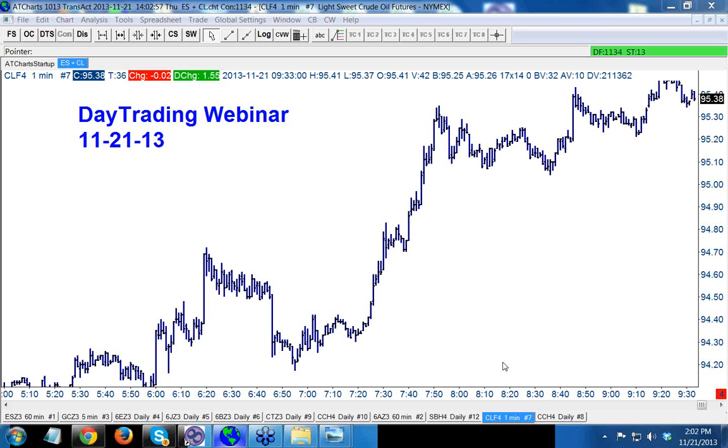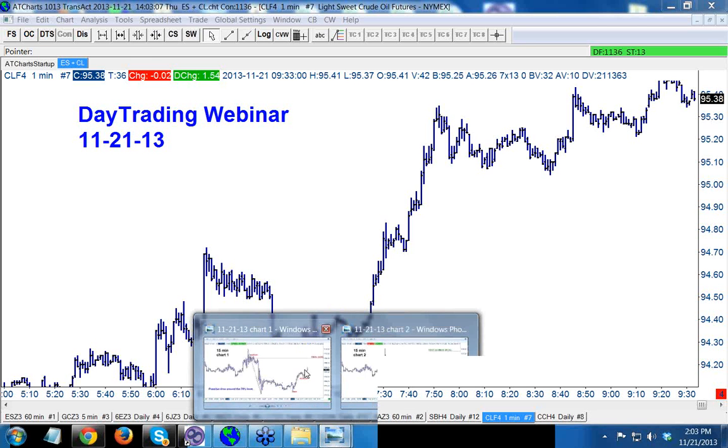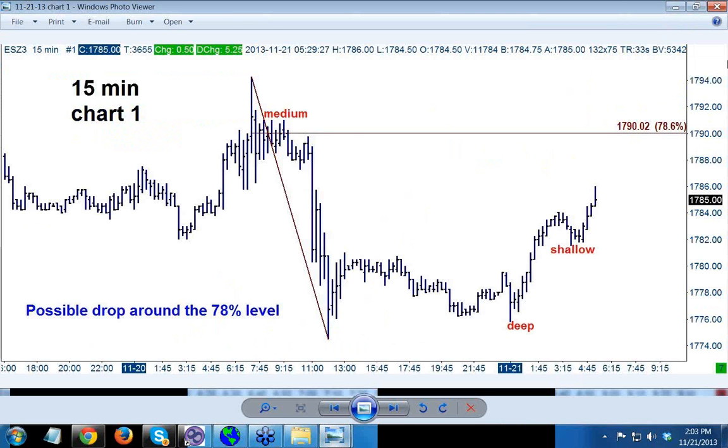Now I'm going to look at a few patterns here, and I'm going to show you where I made my boo-boo when I was being a little too aggressive. All right, let's take a look at the S&P chart. On the 15-minute chart, there is the 78% range. There's a deep followed by a shallow. Now, this is not quite accurate. This is not shallow. This is super shallow.